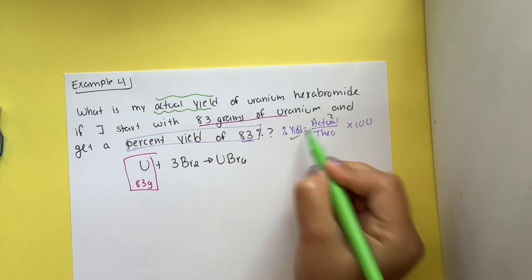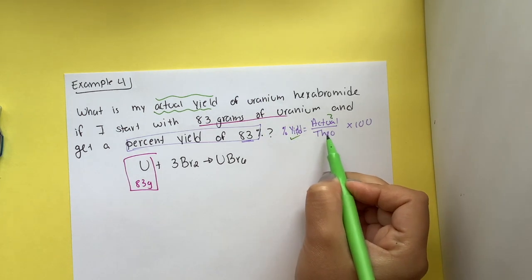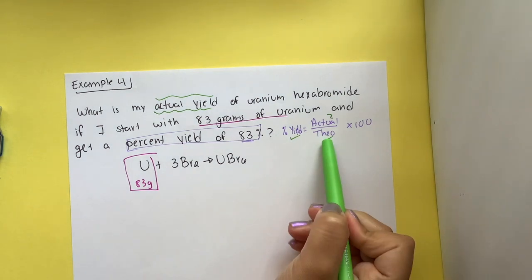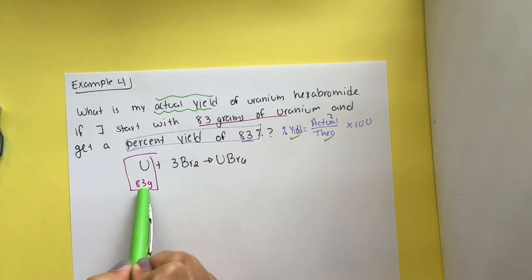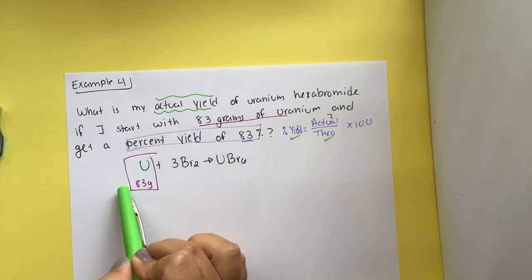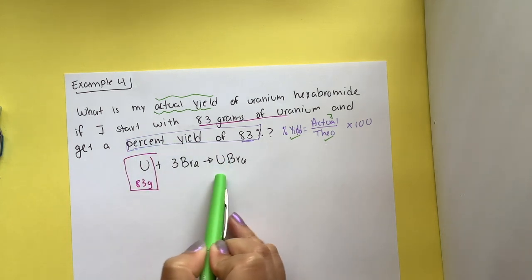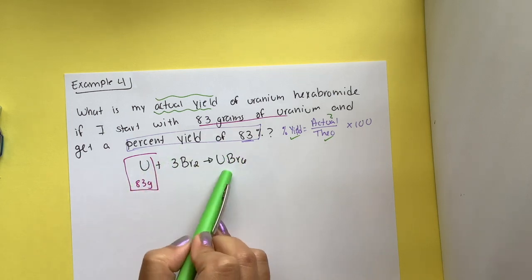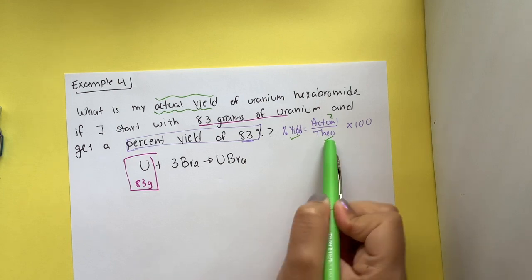Percent yield, they give it to me. Theoretical, I can figure that out, okay? So I'm going to put a check mark because I can figure out theoretical. Remember, I figure out theoretical by doing a stoichiometry problem. So starting with 83 grams of uranium, how much uranium hexabromide can I make? When I do that math problem, I figure out the theoretical.